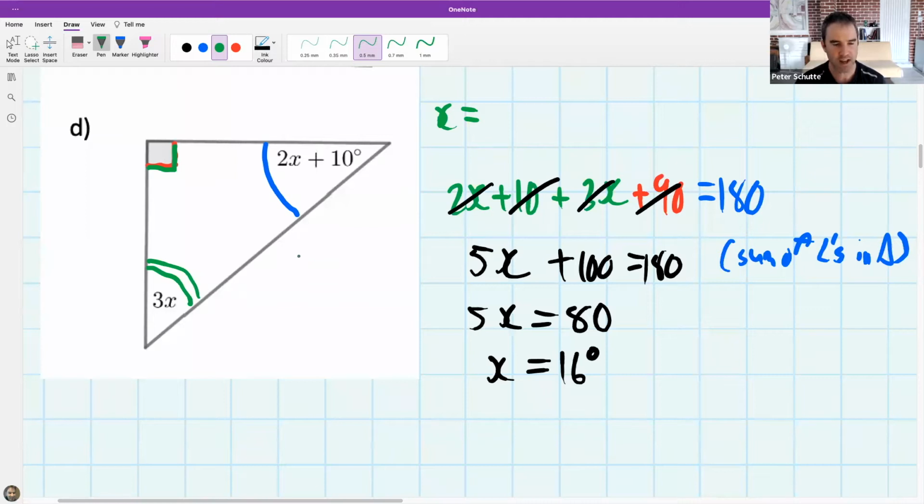While I've got you, I want to ask you another question. You see this 3x down here? We've worked out what x is. Could you figure out what this whole angle is? Could you tell me what the whole angle down here is using the x that you found? Do you understand what I mean by that question? Yeah, I think I do. Okay. What do you think it is?